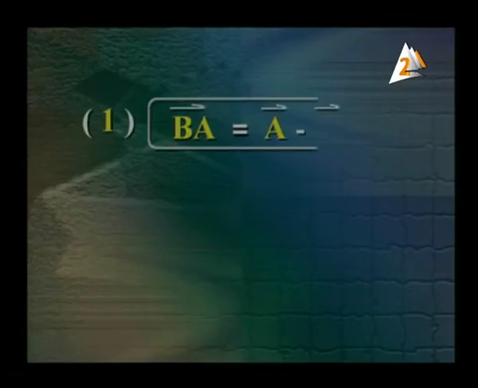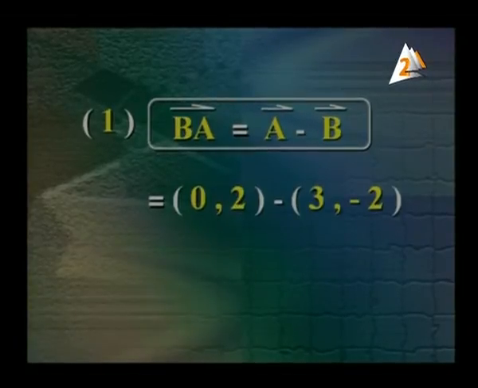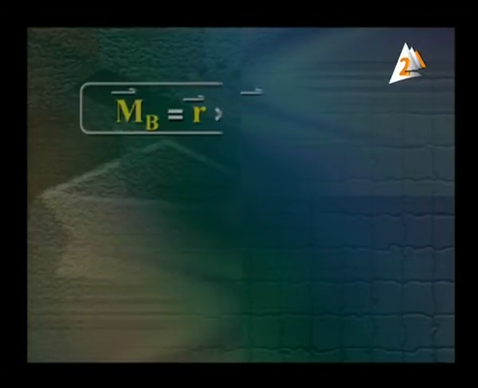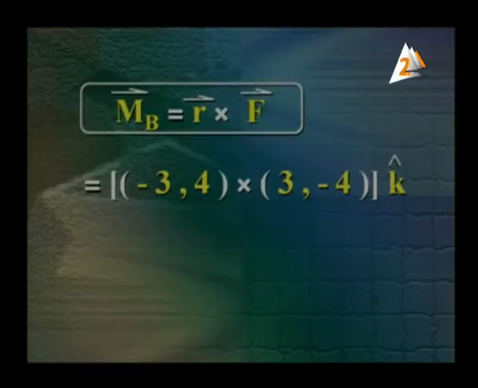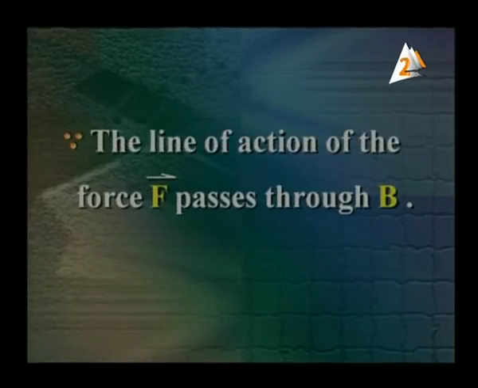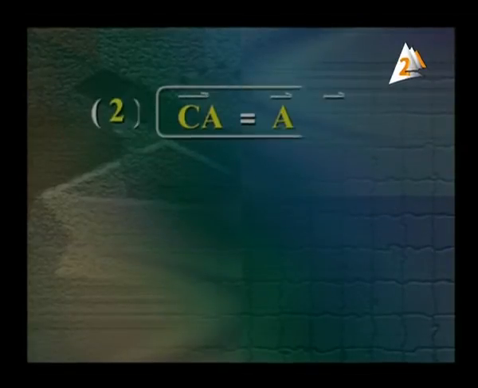As solution, we say BA equals A minus B, equal (0, 2) minus (3, minus 2), which is equal to (minus 3, 4). MB equals R product F, which is equal to (minus 3, 4) product (3, minus 4) K, or 12 minus 12 K, which is equal to 0. And from this result, we say that the line of action of the force F passes through the point B, as first required.